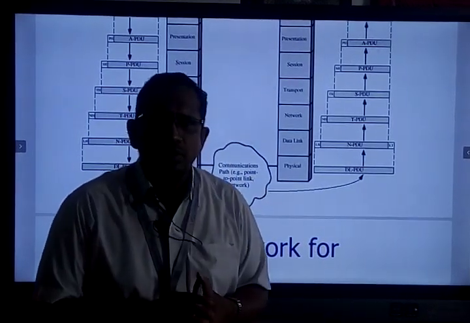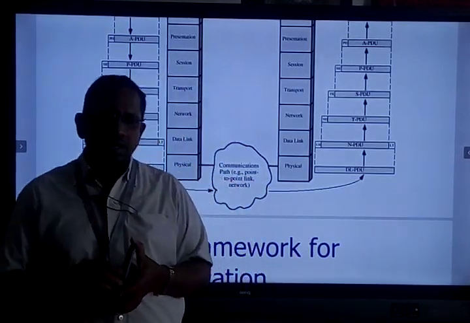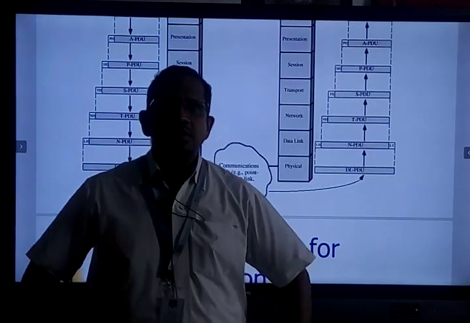In the next session we will go with routing. We will try to complete routing in the next session. Thank you very much for today's session.